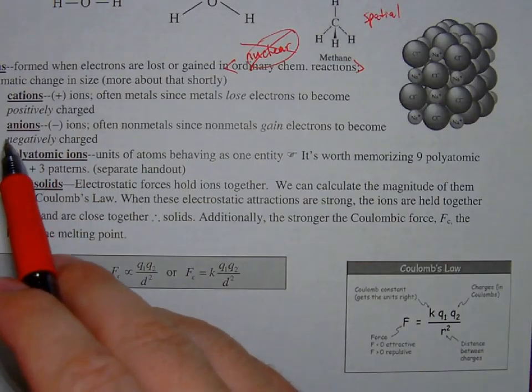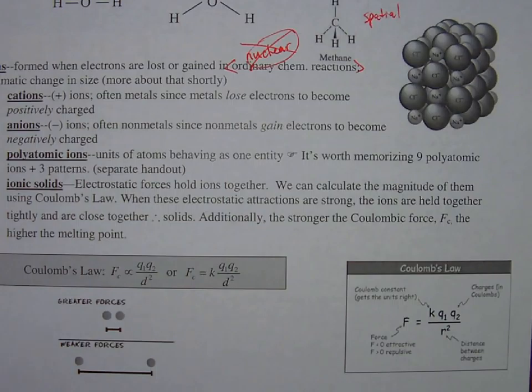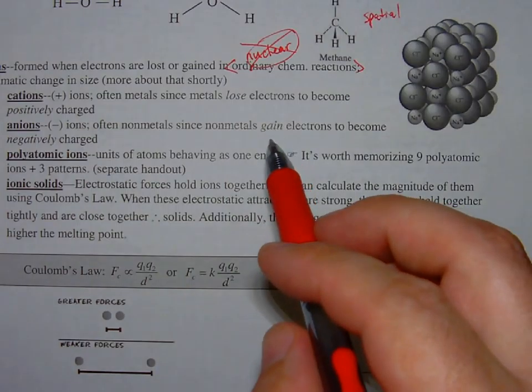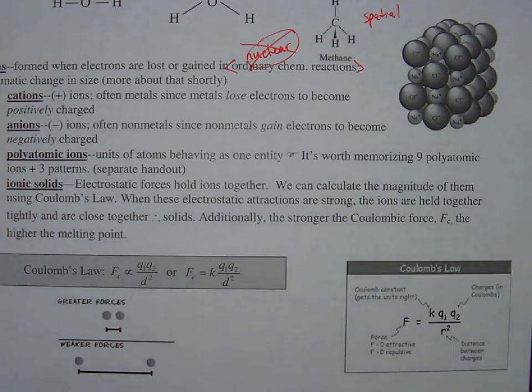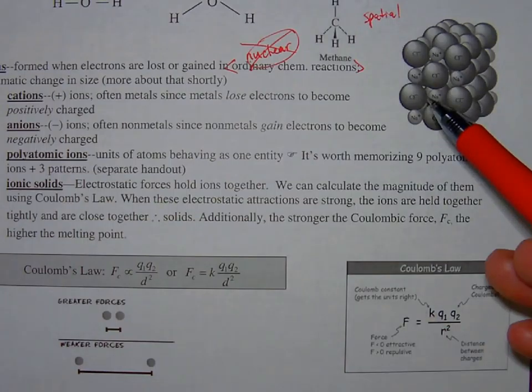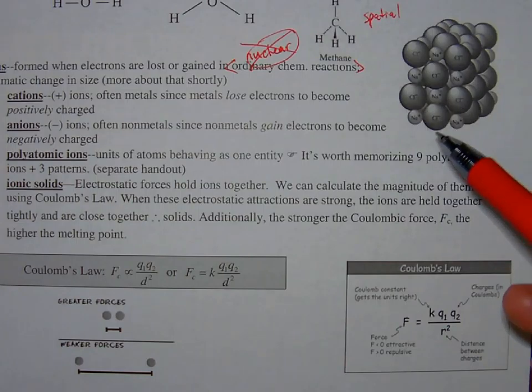The opposite happens with an anion. Anions are typically nonmetals, because nonmetals gain electrons to satisfy the noble gas electron configuration. And when they gain an electron, they become negatively charged. Go back to our representation of sodium chloride crystal over here. That chloride is a very large ion.